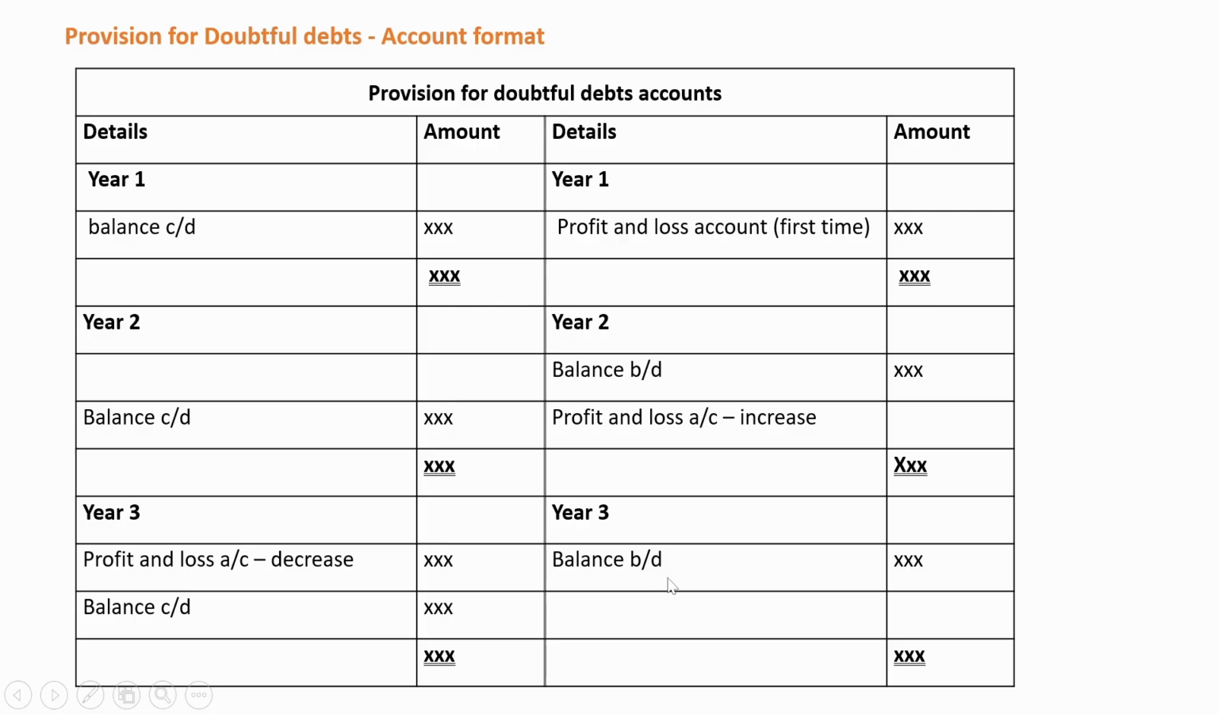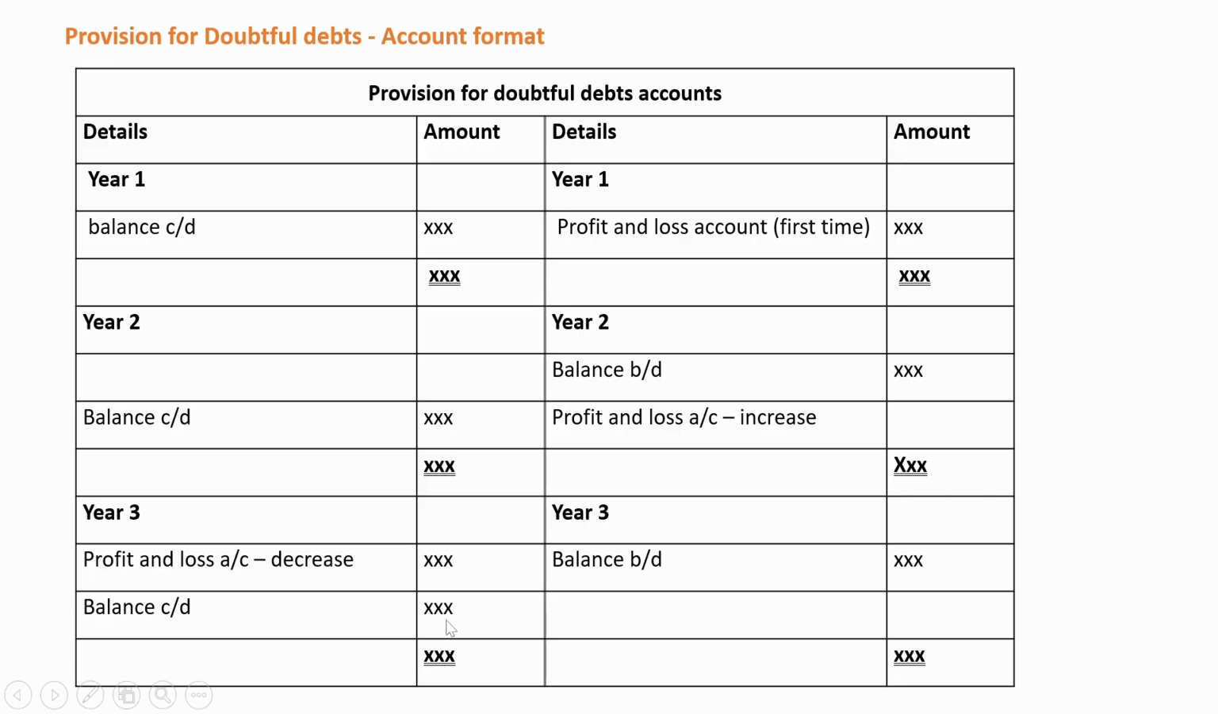Then in this year, we are going to assume that the balance brought down is higher than the balance carried down. So if the balance brought down is higher than the balance carried down, the balancing figure, which is profit and loss, will be on the debit side. And it is going to be a decrease in provision for doubtful debts. So that decrease will be taken on the credit side of the profit and loss account.